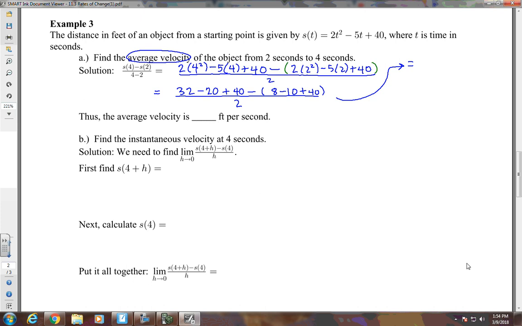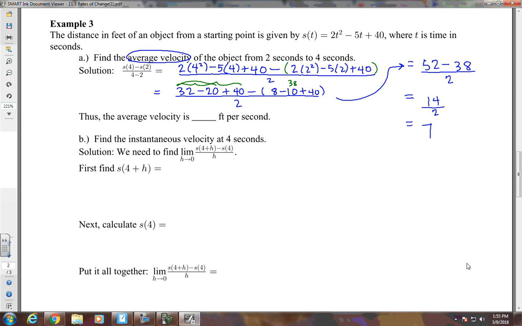We have 32 minus 20. That gives us 12, and then 12 plus 40 gives us 52. Inside parentheses, we have 8 minus 10, which is negative 2, and negative 2 plus 40 is 38. So inside parentheses here we have 38. So we're going to subtract 38 and divide by 2. 52 minus 38 would be 14. And when we divide that by 2, we come up with 7.